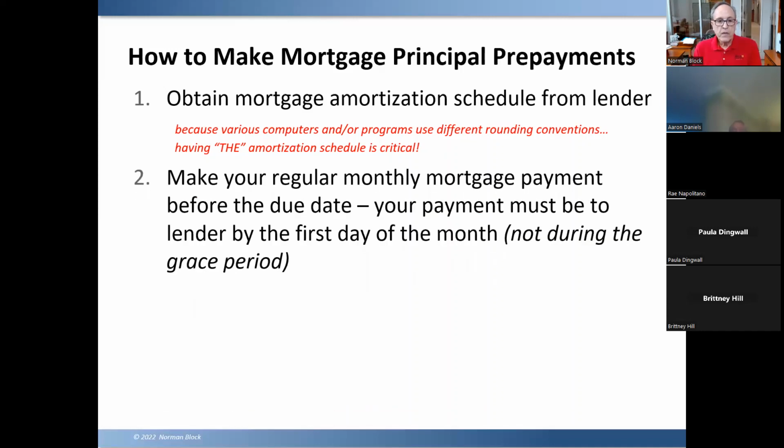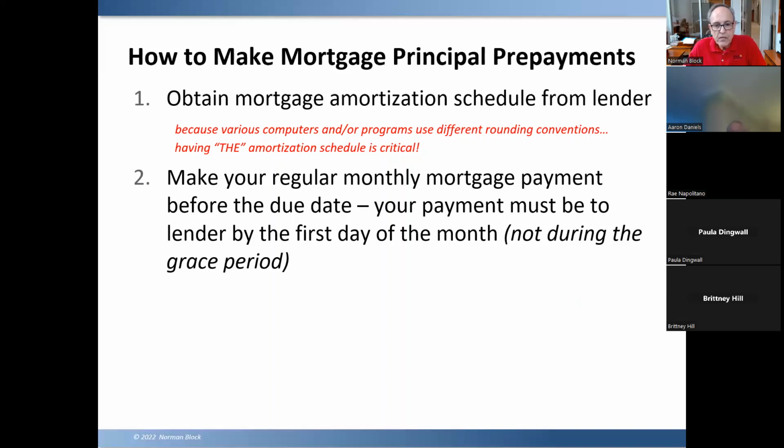Second rule is you want to make your regular mortgage payment before the due date. What? Yep, you're going to have to back up and pay your payments a little earlier. In fact, if I were to ask you when you make your monthly payments for mortgages, I bet you most of you would say, oh, about the 5th or about the 8th or about the 10th, because you know that the bank doesn't consider your payment for a past due penalty until the 15th. You're not penalized until the 15th.